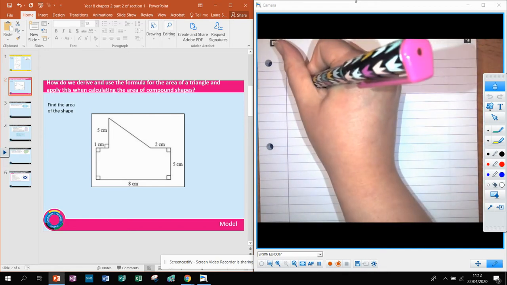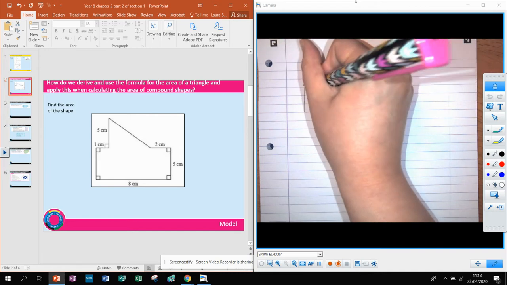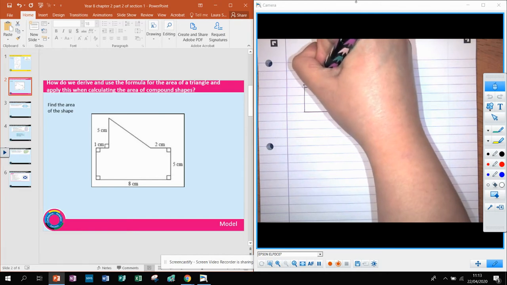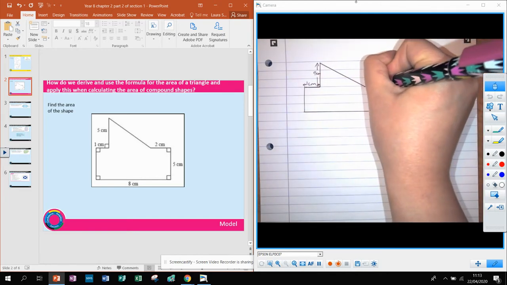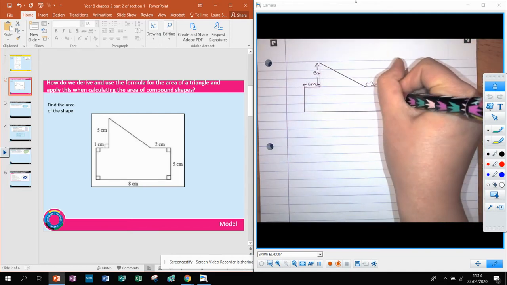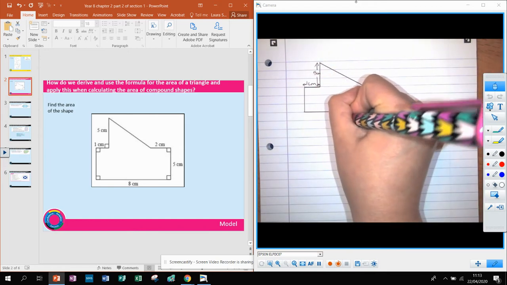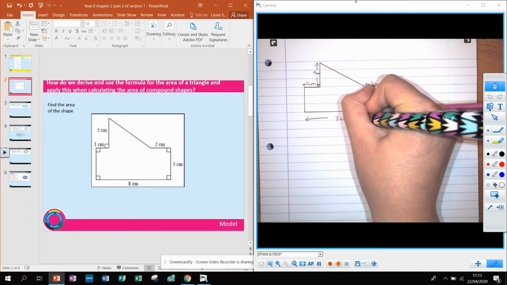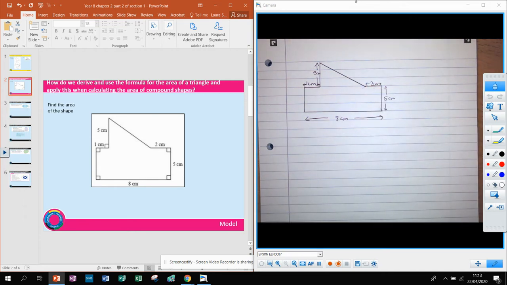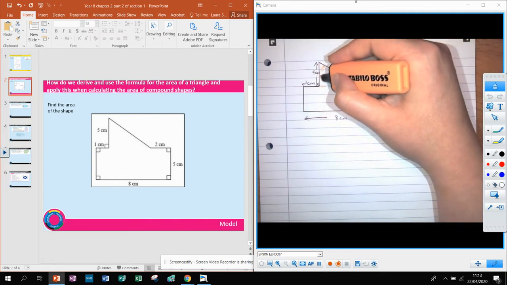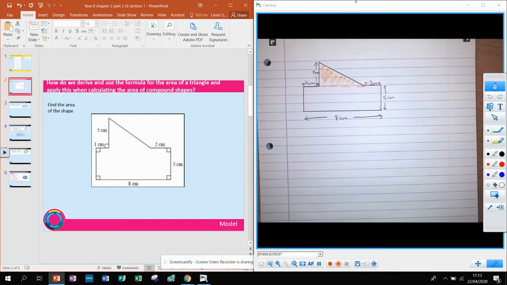They told us that this is 1 centimeter, going from there to there. They told us that this is 5 centimeters, going from there to there. We have 2 centimeters in this section, 5 centimeters here, and 8 centimeters here. Now what I'm hoping you notice is that I can split this up into two shapes. I can split it up into that triangle and also the rectangle below.